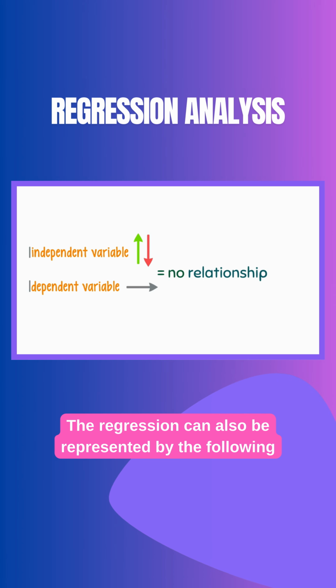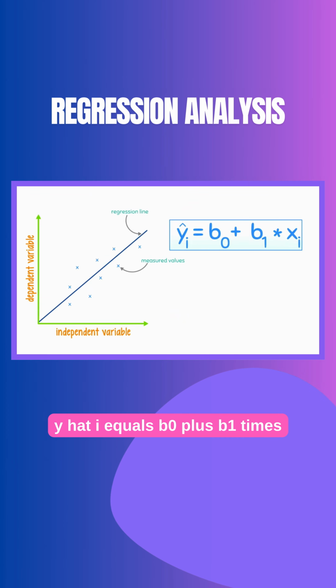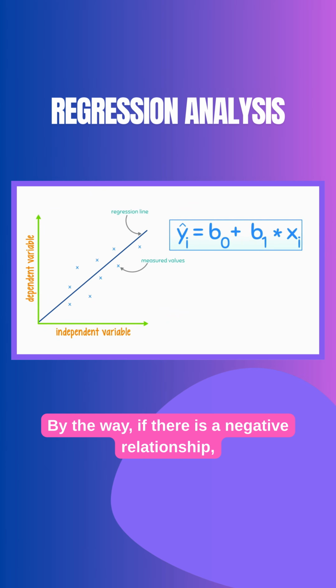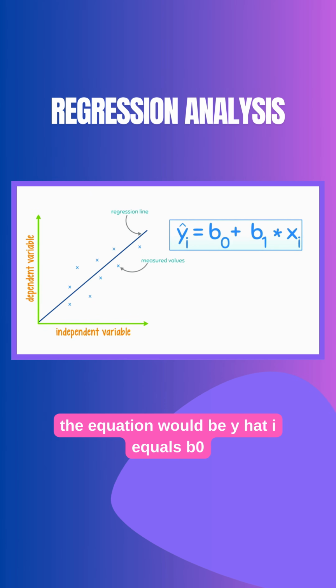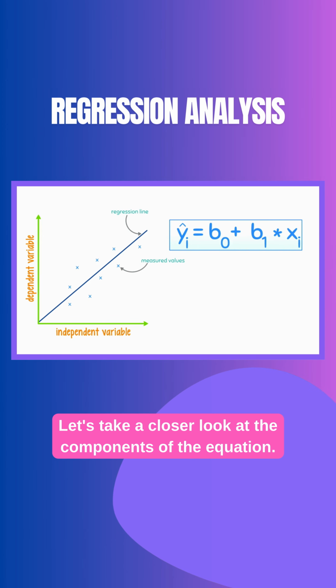The regression can also be represented by the following equation: y hat i equals b0 plus b1 times xi. By the way, if there is a negative relationship, the equation would be y hat i equals b0 minus b1 times xi. Let's take a closer look at the components of the equation.